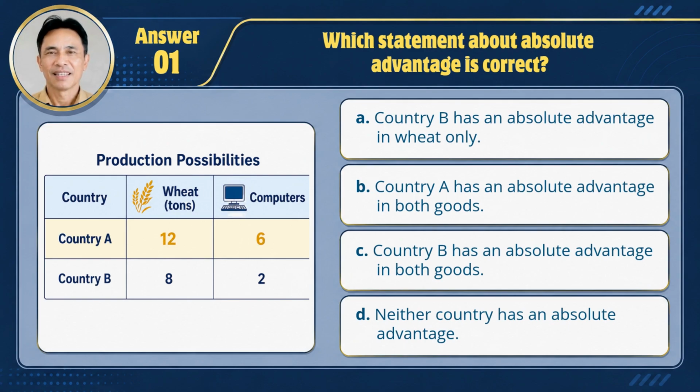The correct answer is B. Country A has an absolute advantage in both goods. Absolute advantage asks which country can produce the larger quantity using the same resources. In this case, country A can produce more wheat and more computers than country B. Absolute advantage is based on total productivity, not opportunity cost.